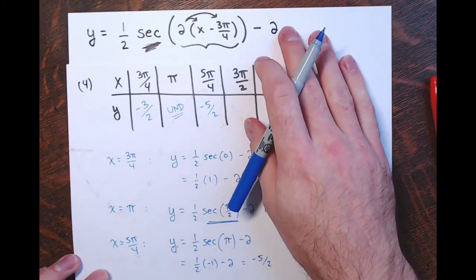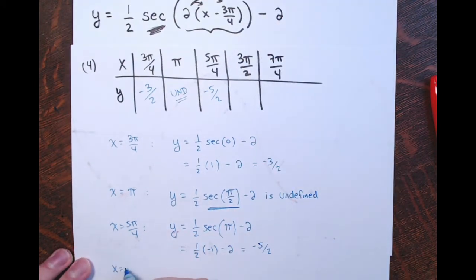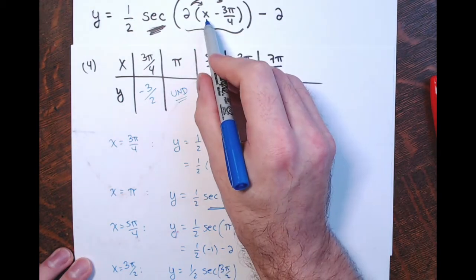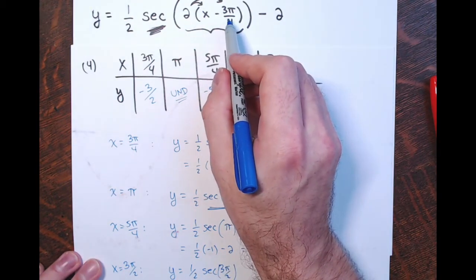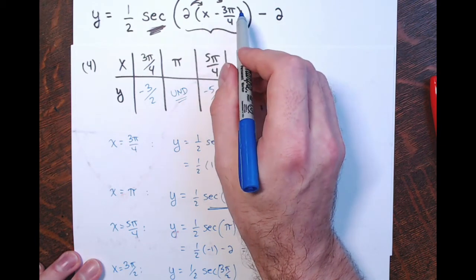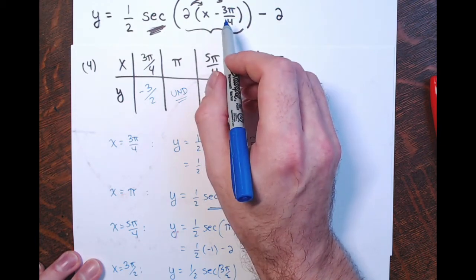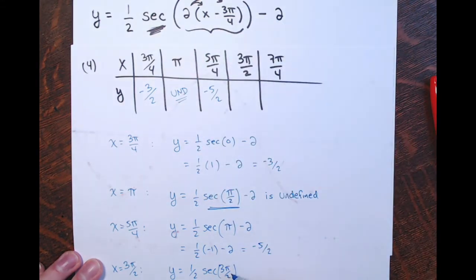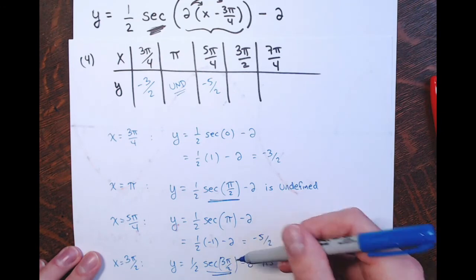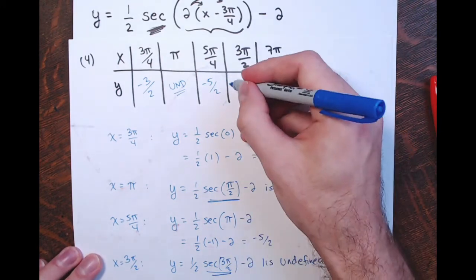And then plug in 3 pi over 2. I'm in y equals half of the secant of 3 pi over 2. Right, because look, 3 pi over 2 minus 3 pi over 4, that'd be 6 pi over 4 minus 3 pi over 4, which would be 3 pi over 4, but then times 2 would be 3 pi over 2. So I have the secant of 3 pi over 2 in here. This is also undefined, because you have the secant of an odd multiple of pi over 2, and we said earlier that that's undefined.